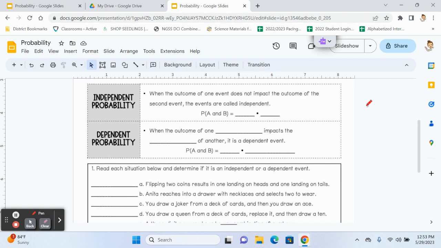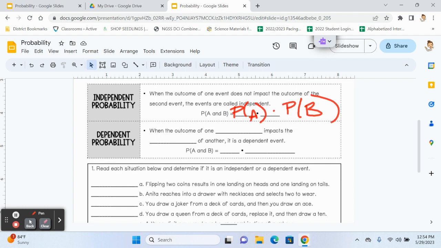We're going to review what independent probability was first. It is when the outcome of one event does not impact the outcome of the second event. They're called independent. And we said that you take the probability of A and multiply it times the probability of B. So that really meant the probability of A and B equals the probability of A times the probability of B. That's what we just did. I know that's gigantic, but just copy it on those blanks.